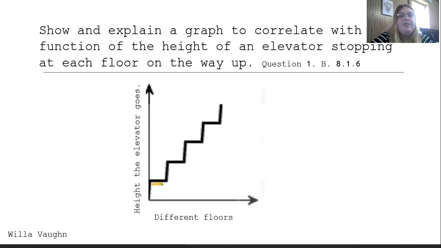So the next question is a graph to correlate with the height of an elevator stopping at each floor on the way up. As you can see, the x-axis is the different floors, and the y-axis is the height the elevator goes. My pen is following the graph, and it shows the x-axis going and stopping, the y-axis going up, stopping, the x-axis going up.